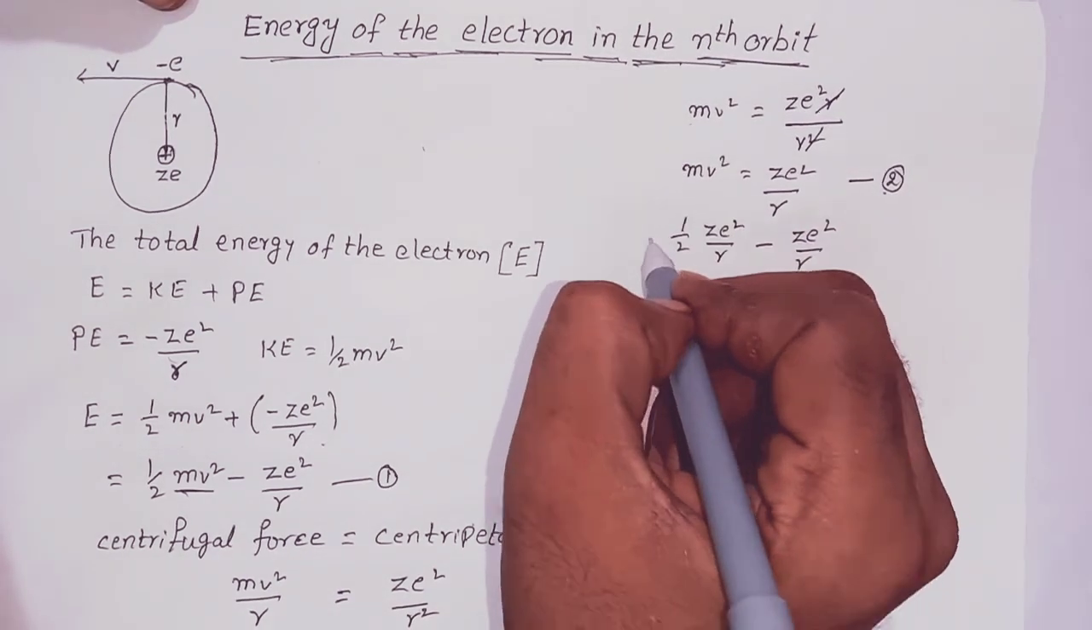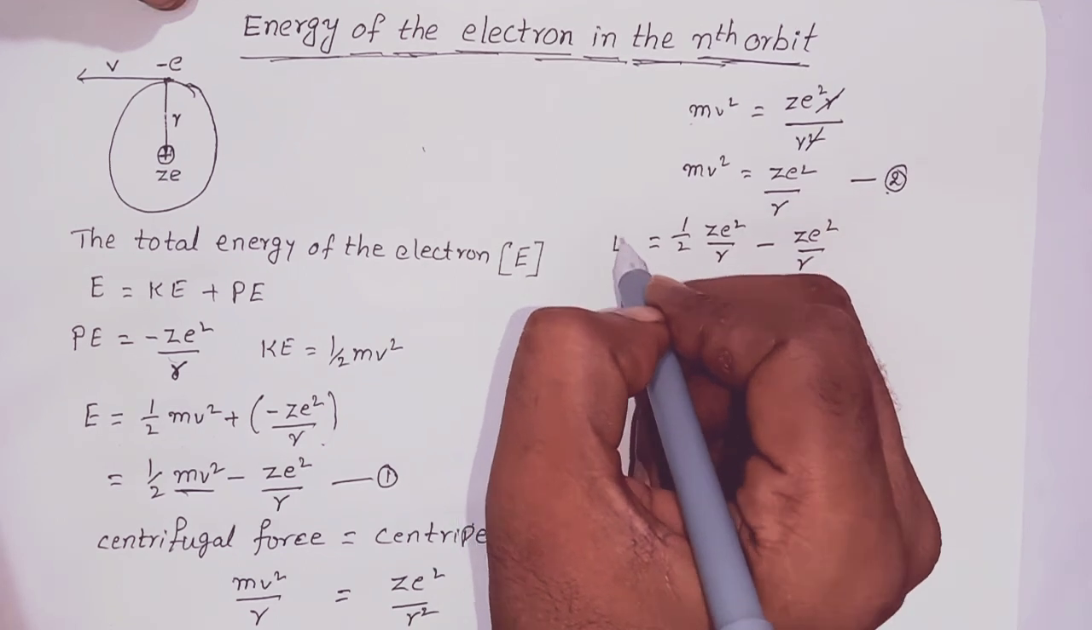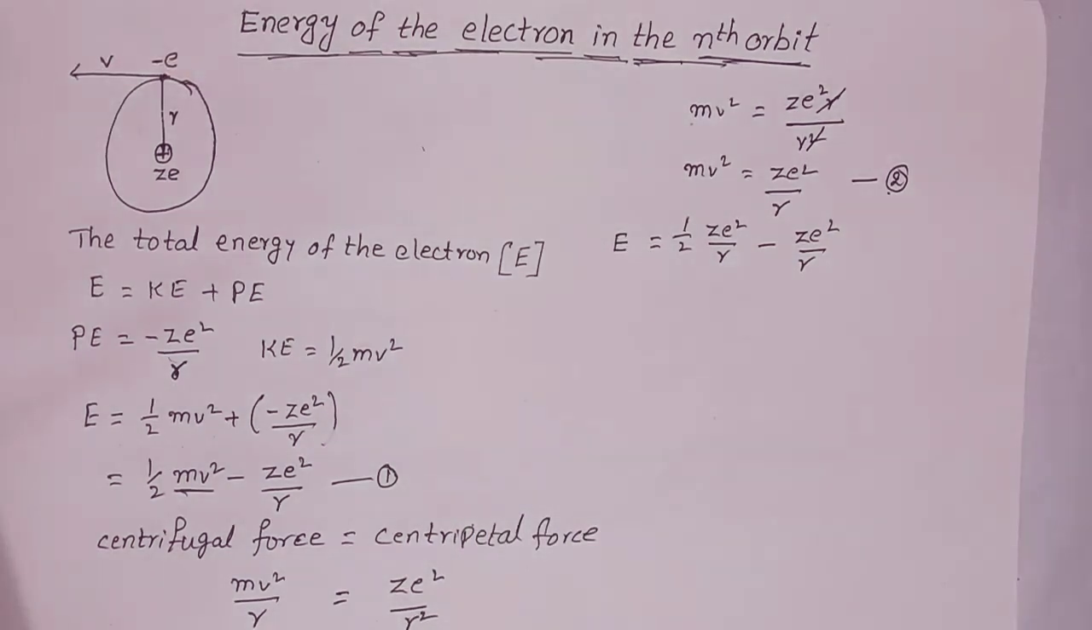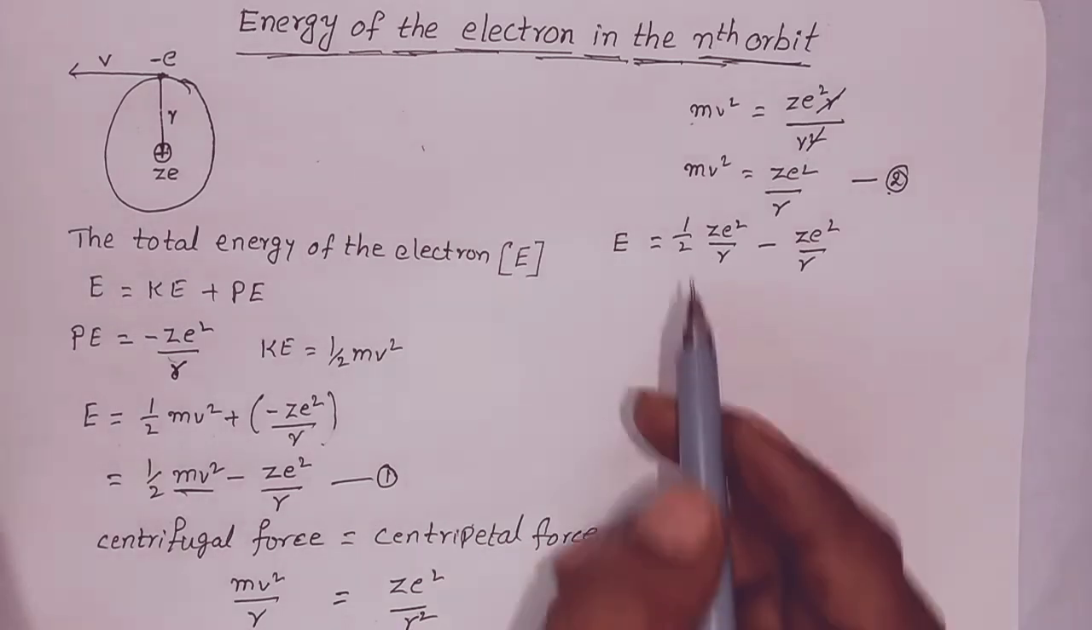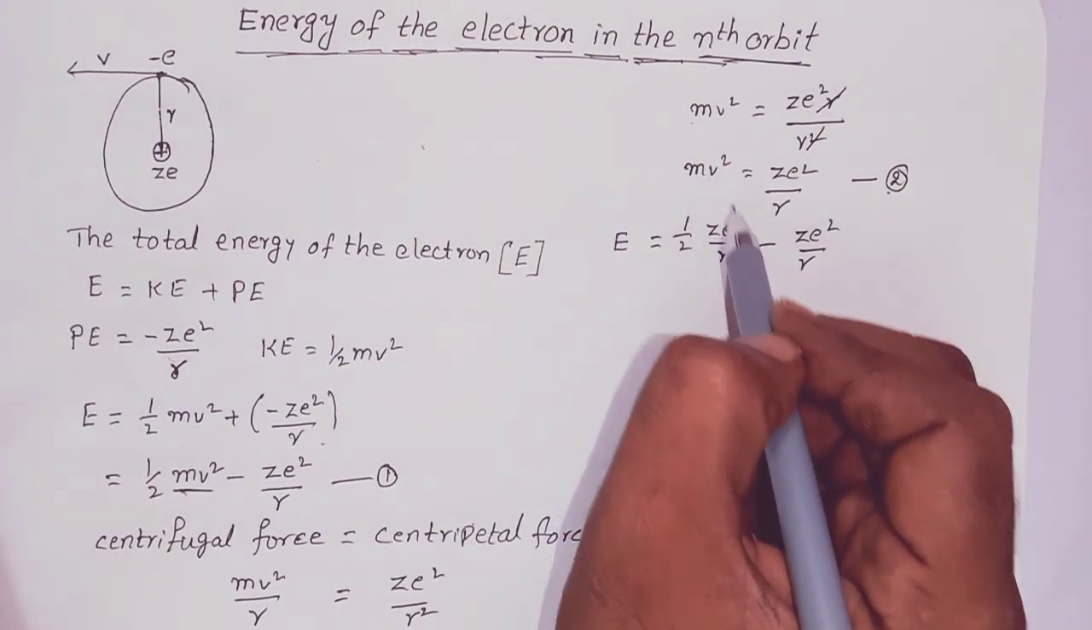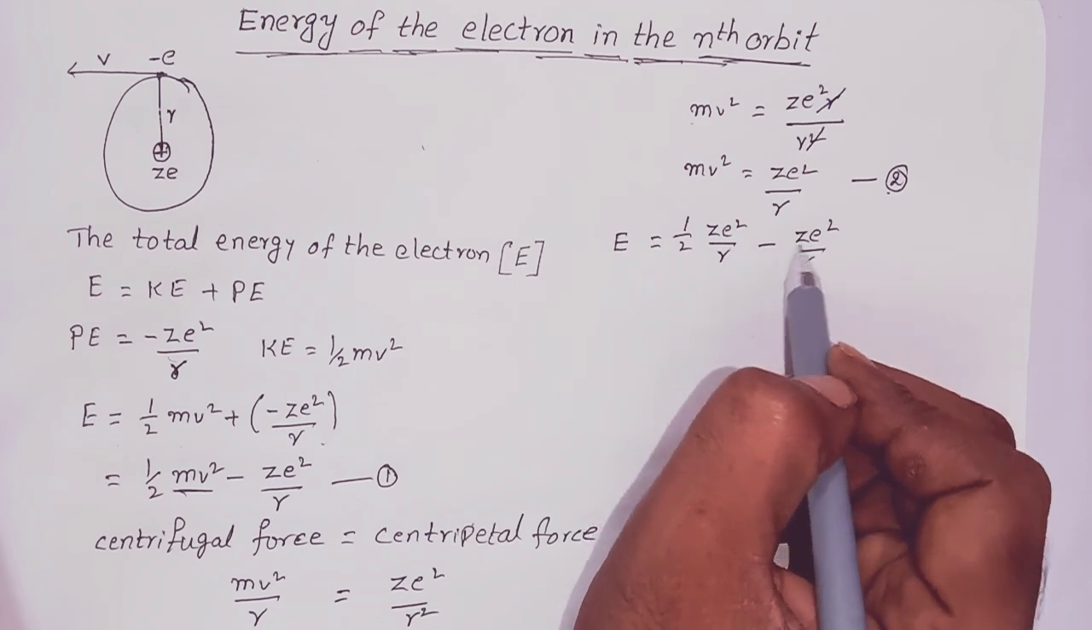So actually what is this one? This is equal to nothing but total energy. So total energy equals half into, instead of mv square we have to write ze square by r here, minus ze square by r.